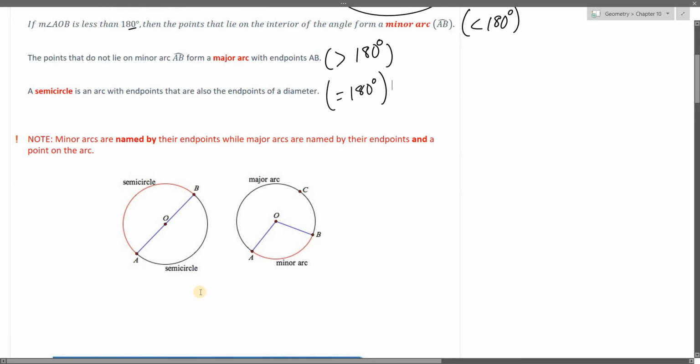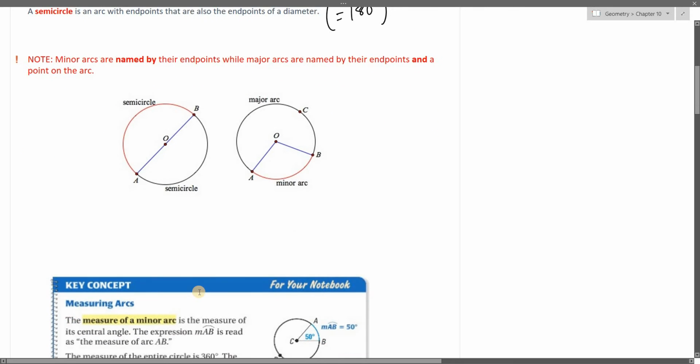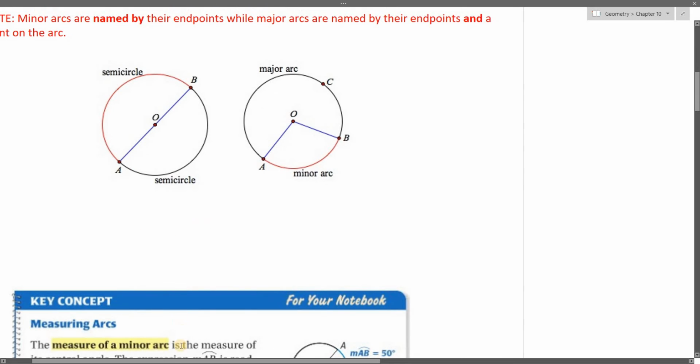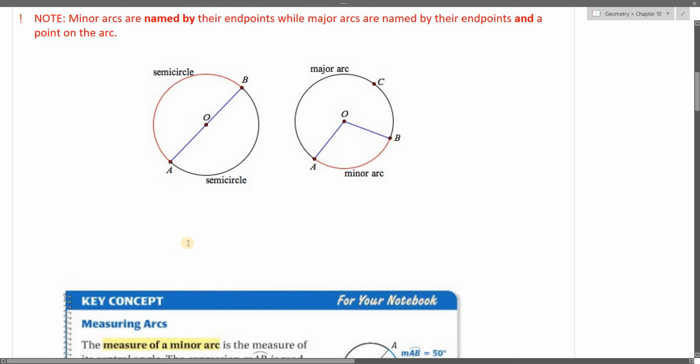Following down here and having some of the pictures that might be helpful, you'll note minor arcs are named by their endpoints. Minor arcs are named by their endpoints, while major arcs are named by their endpoints and a point on the arc. If I'm talking about this top portion of the circle here, you'll notice that's the major arc. Down here it's the minor arc.